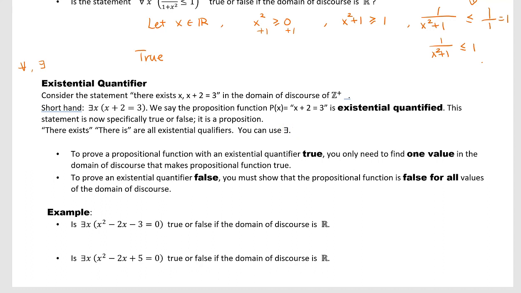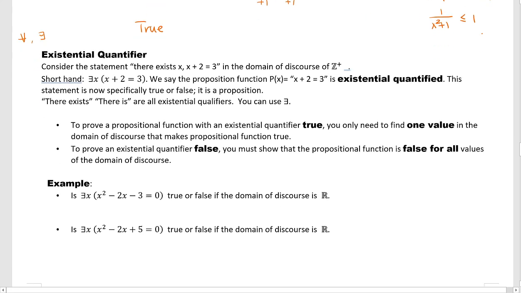Okay, to prove a propositional function with an existential quantifier true, you only need to find one value in the domain that makes the propositional function true. And to prove an existential quantifier false, you must show that the propositional function is false for all values of the domain. So far, so good, everybody? Okay, a lot of definitions, right?